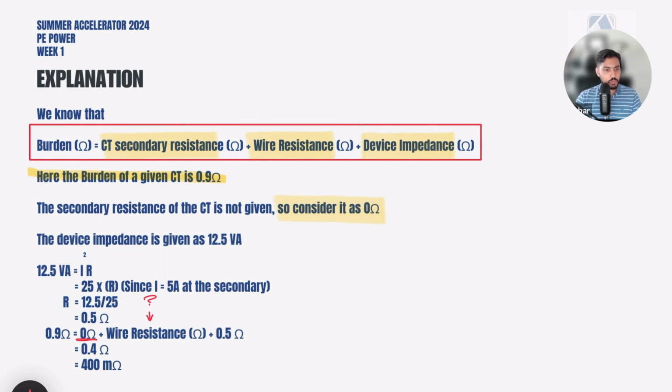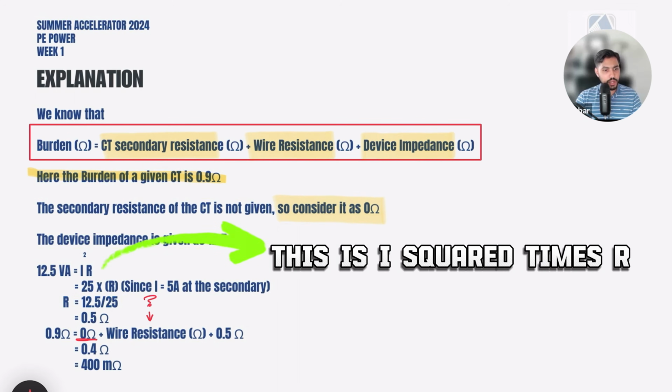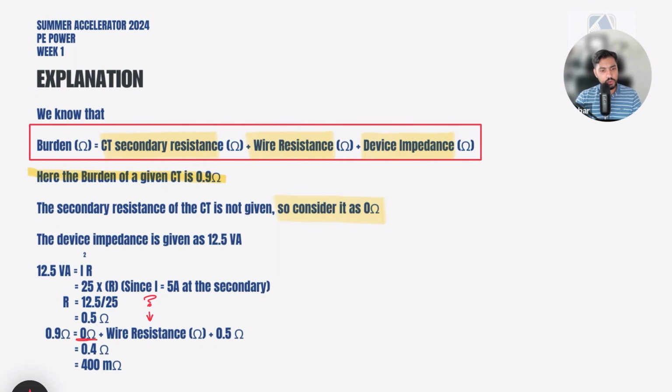So this 12.5 VA is equal to I squared R. I know I is equal to 5, so 5 squared, 25, right? So I'm able to convert the 12.5 VA into ohms over here. And I know that I cannot exceed the 0.9. Where is the 0.9 coming from? The 0.9 is my CT's burden rating, right? So I rearrange the equation, and that tells me that the wire resistance should not be greater than 0.4 ohms.